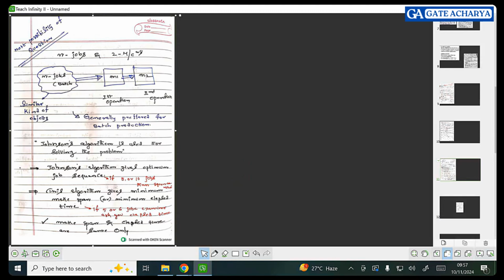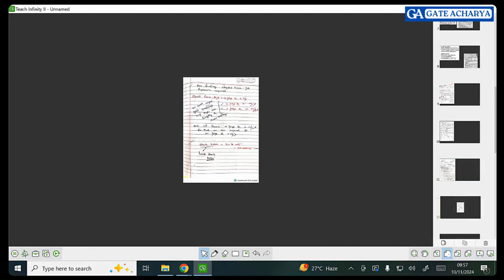If the jobs are 5 or 6, they ask you for the elapsed time. That means either flow time, tardiness, lateness. These kinds of things will be asked whenever jobs are only 5 to 6. Whenever jobs are more, that time they will ask only for the sequence. Hope you understand. Makespan and such times will be asked. Okay, next is.